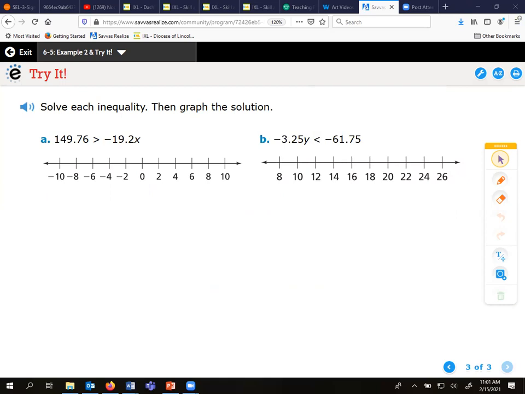Ooh, lots of decimals. We're going to solve each inequality and then we're going to graph it. In A, I've got 149.76. Hold on a second. Wait, let me grab some.